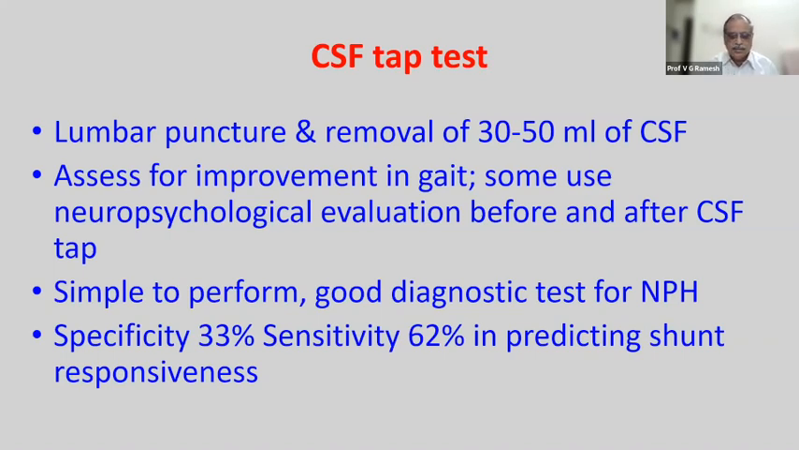So it is still not fully sensitive, but it can be very useful in the diagnosis of normal pressure hydrocephalus, and it's a very simple test to be done. On the bedside itself, you can do it.